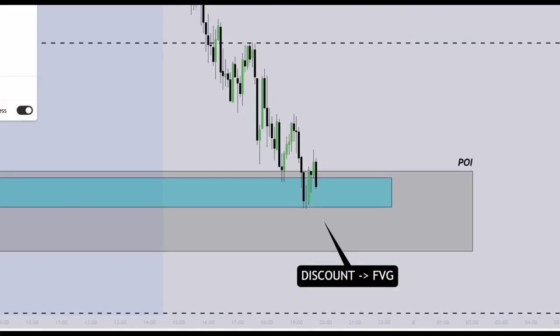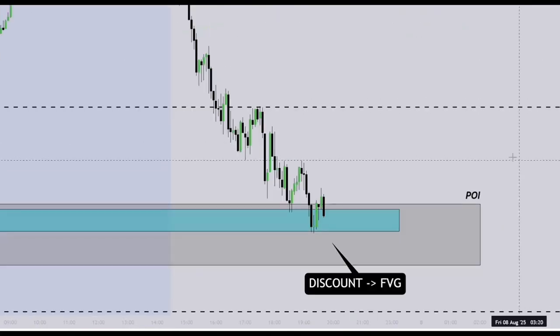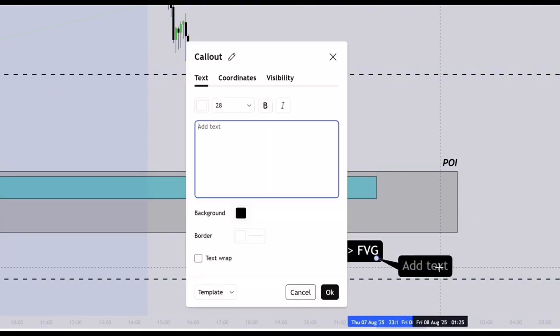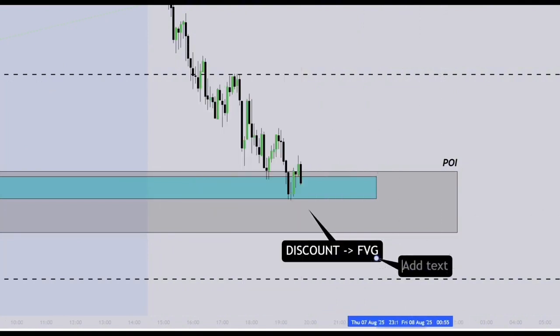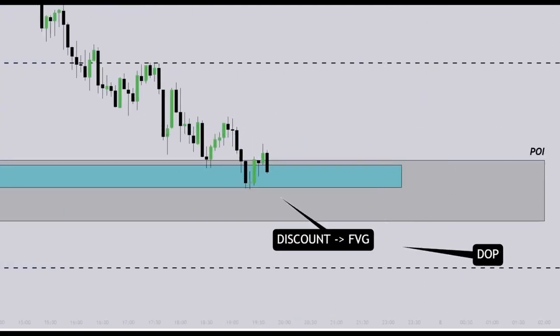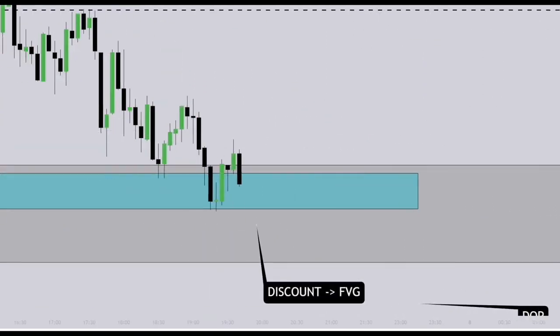You want to understand this, right? You want to stack confluences in your favor, right? So we have a discount, we've tapped into a fair value gap, and on top of that, we are below the daily opening price. So I'm just going to write here DOP. We are below the daily opening price. Perfect.